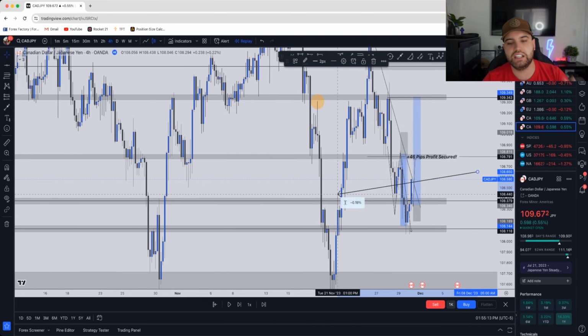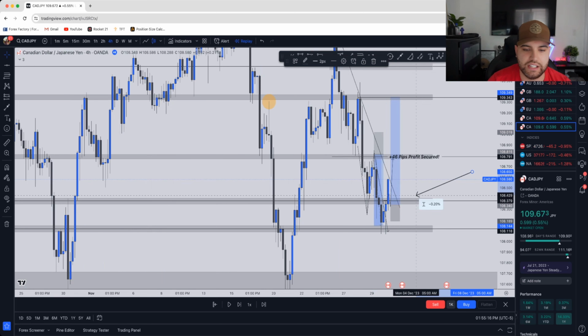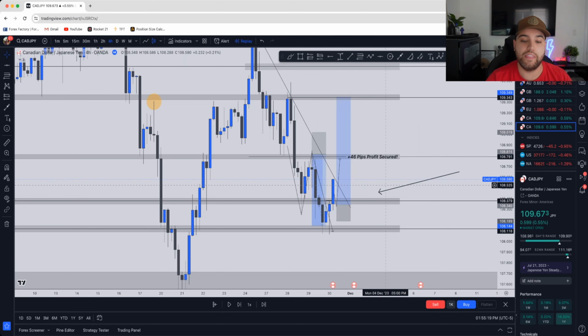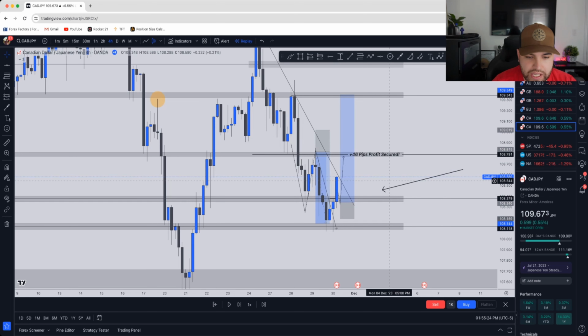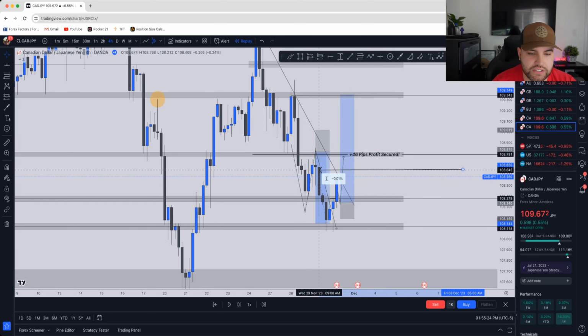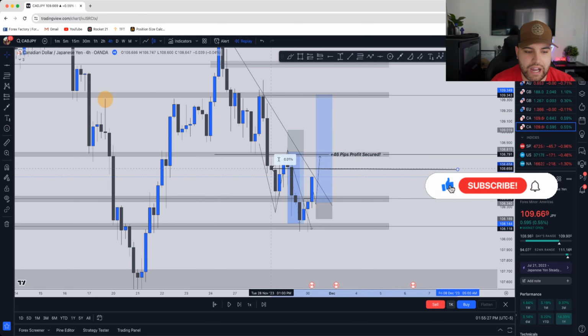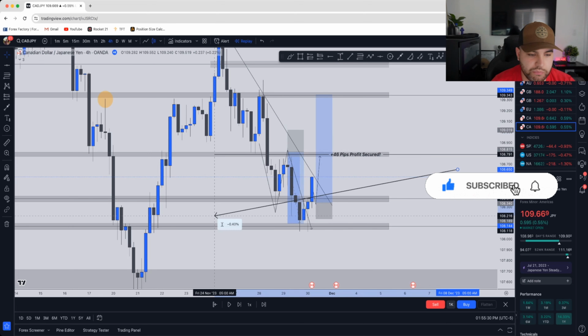Honestly, you only really need 3 touch points and you're good enough, and that shows that it's an area that has been respected in the past. Okay, so that was an area where it reacted. Also here, if you notice, we had a beautiful push to the downside. We were trending to the downside, creating lower highs and lower lows. And then what happened? When the market tapped into this previous level of support over here, right?